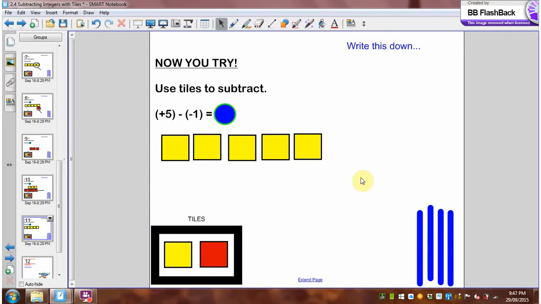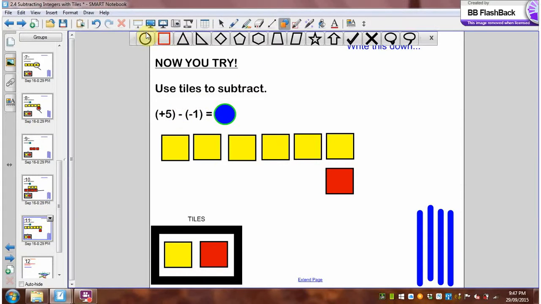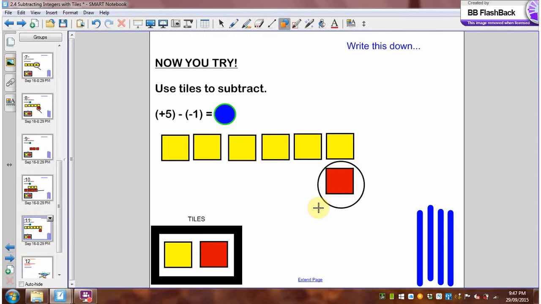So what do we do? We can bring one up or draw one in. But if you bring a red one up out of nowhere, you've got to bring a yellow one up with it. Now we take away our negative 1, so circle your negative 1 and take it away. What are we left with? This red one is gone, so we're left with 1, 2, 3, 4, 5, 6. So positive 6 is our answer.